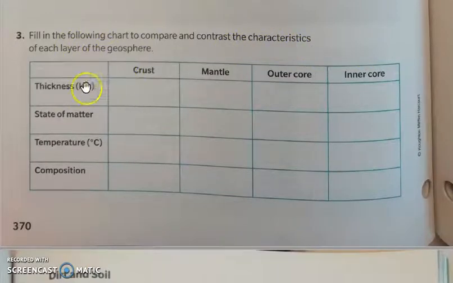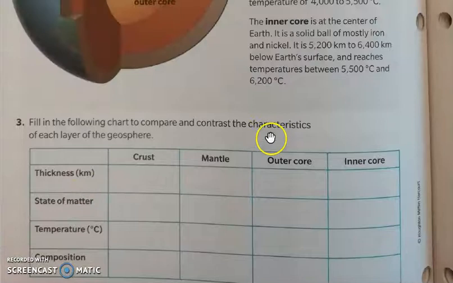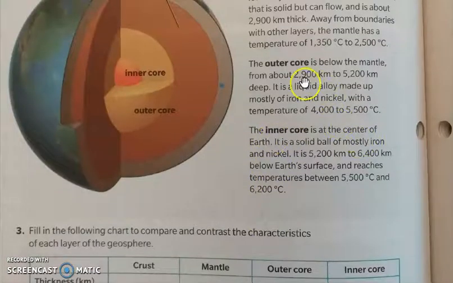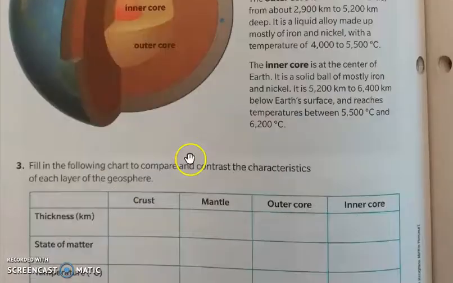of the geosphere. Okay, so thickness, state of matter, so that's going to be what is it, liquid or solid? Okay, so state of matter means liquid or solid. I suggest that you write these notes down right now so you know what you should be writing. Your thickness means how thick it is, right? Okay, so an example of how to know how thick something is: 2,900 kilometers to 5,200 kilometers. So the way you'd find how thick that is, you'd do 5,200 minus 2,900 and you'd get the thickness, okay?